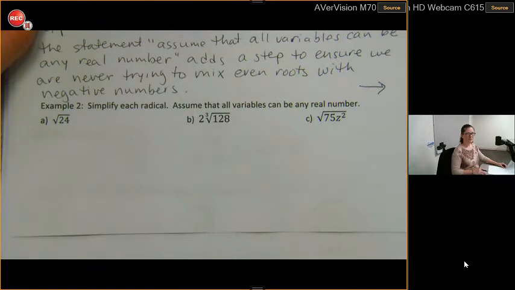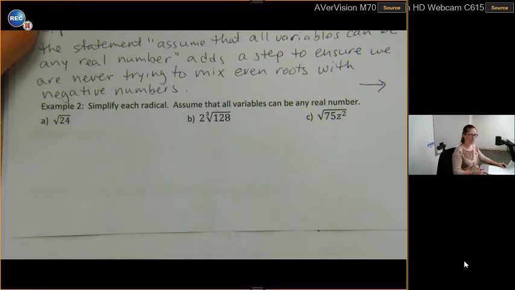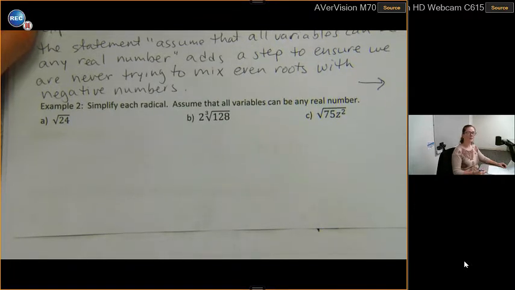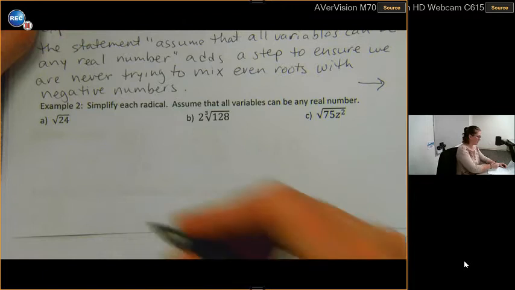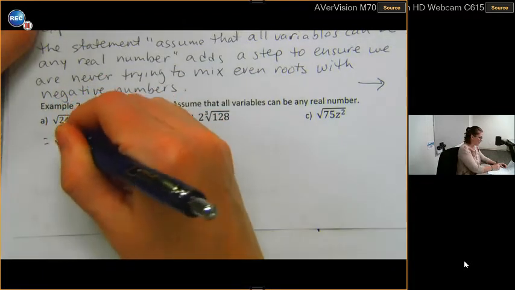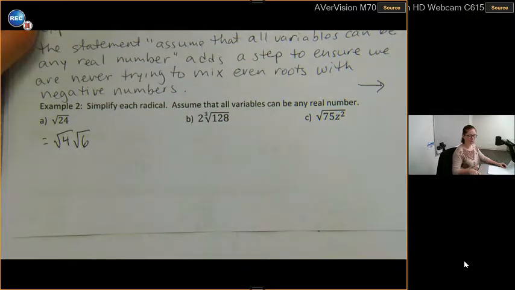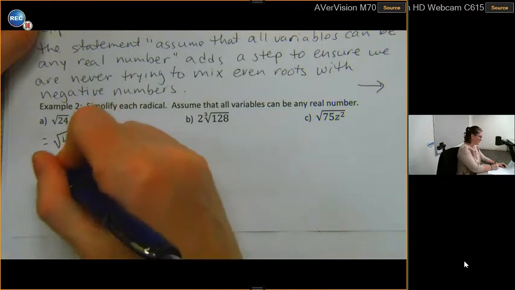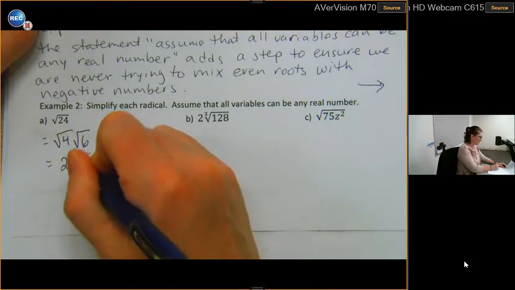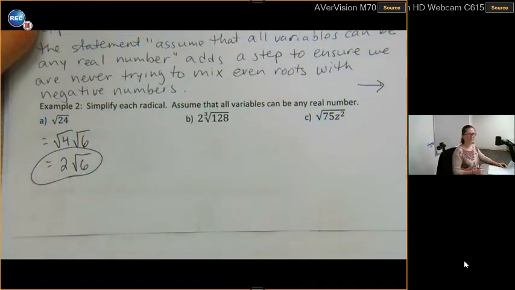So example 2, simplifying the radical. So I have the square root of 24, so I don't know what the square root of 24 is, it's some random decimal value. But if I think about numbers that go into 24, one of them is a perfect square, and that would be 4. So 24 could be rewritten as the square root of 4 times the square root of 6. And then I solve the square root of 4 equal to 2. The square root of 6, we don't know the answer, so that's what we have.